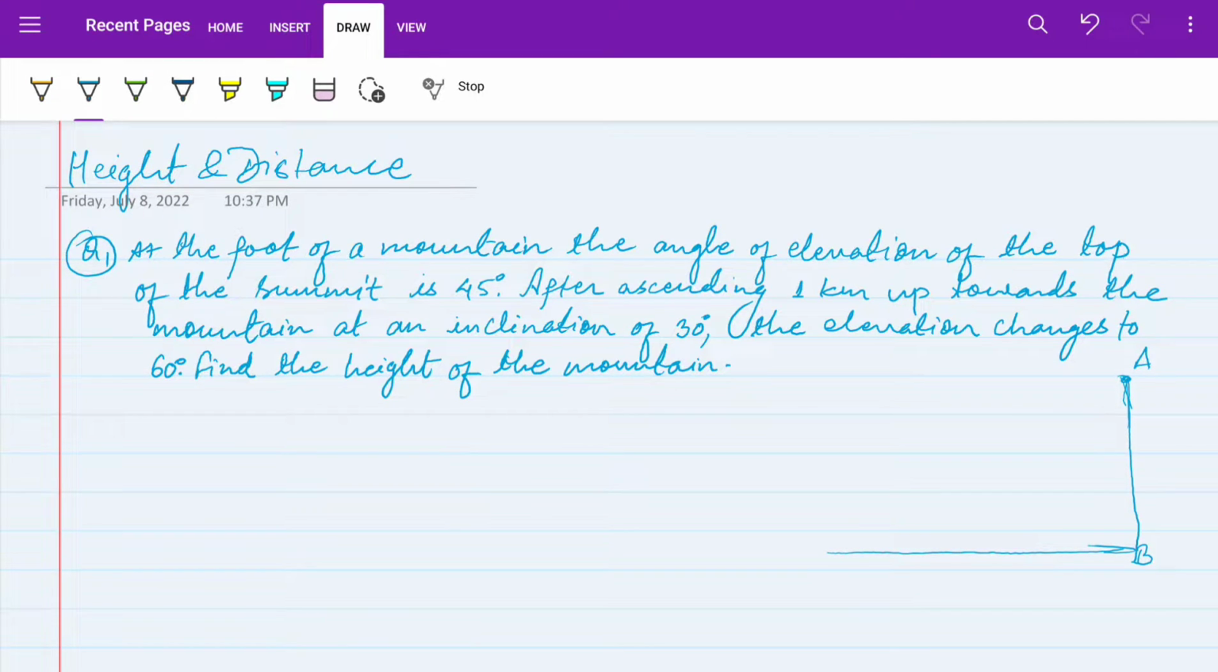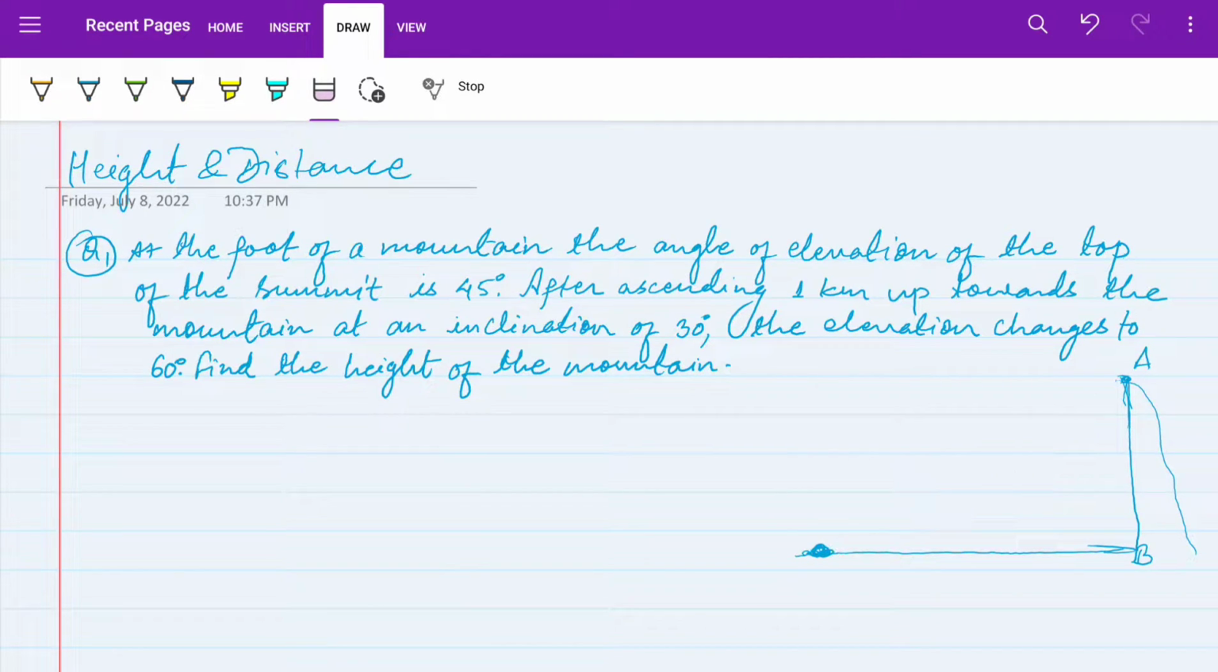Angle of elevation means we are looking upwards. After ascending 1 kilometer up towards the mountain at an inclination of 30 degrees, the elevation changes to 60 degrees. So what the question is saying is, suppose the placement is here. Now what we are doing is, from this foot of the mountain, the mountain can be like this, the mountain is going like this here. So consider this is the foot of the mountain here.